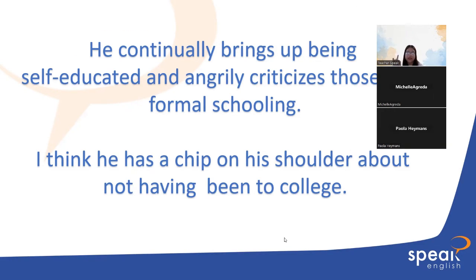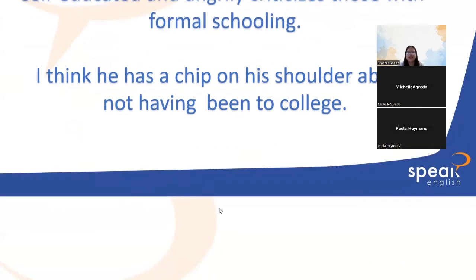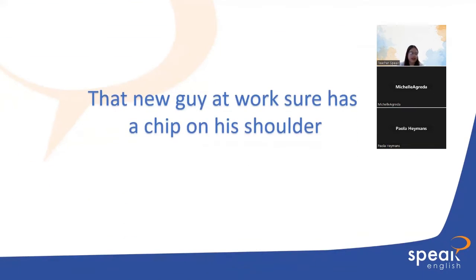And the verb, we have to conjugate it. You use have or has, right? We have to change that to the respective subject. Okay, and let's see one more. Paula, help me with this. That new guy at work sure has a chip on his shoulder.